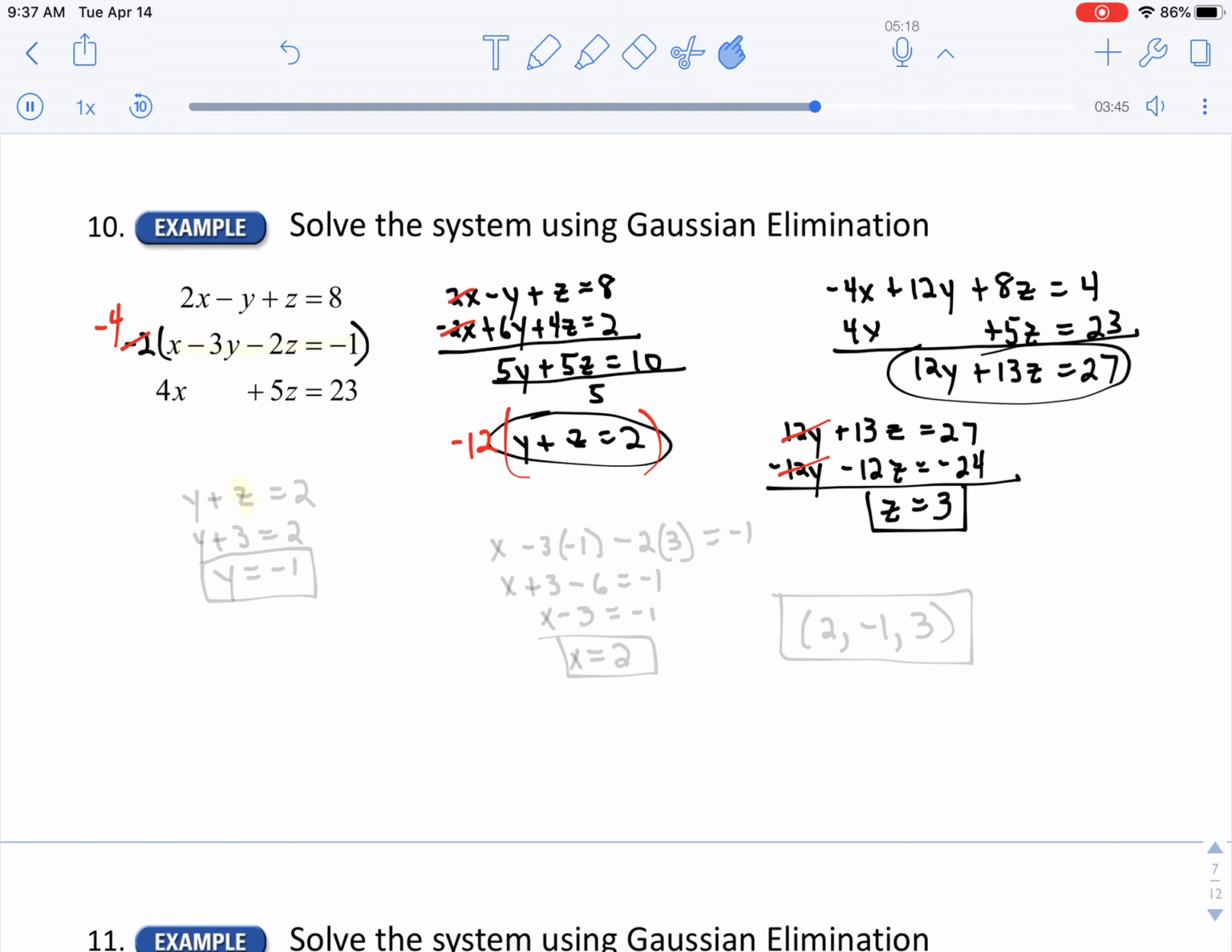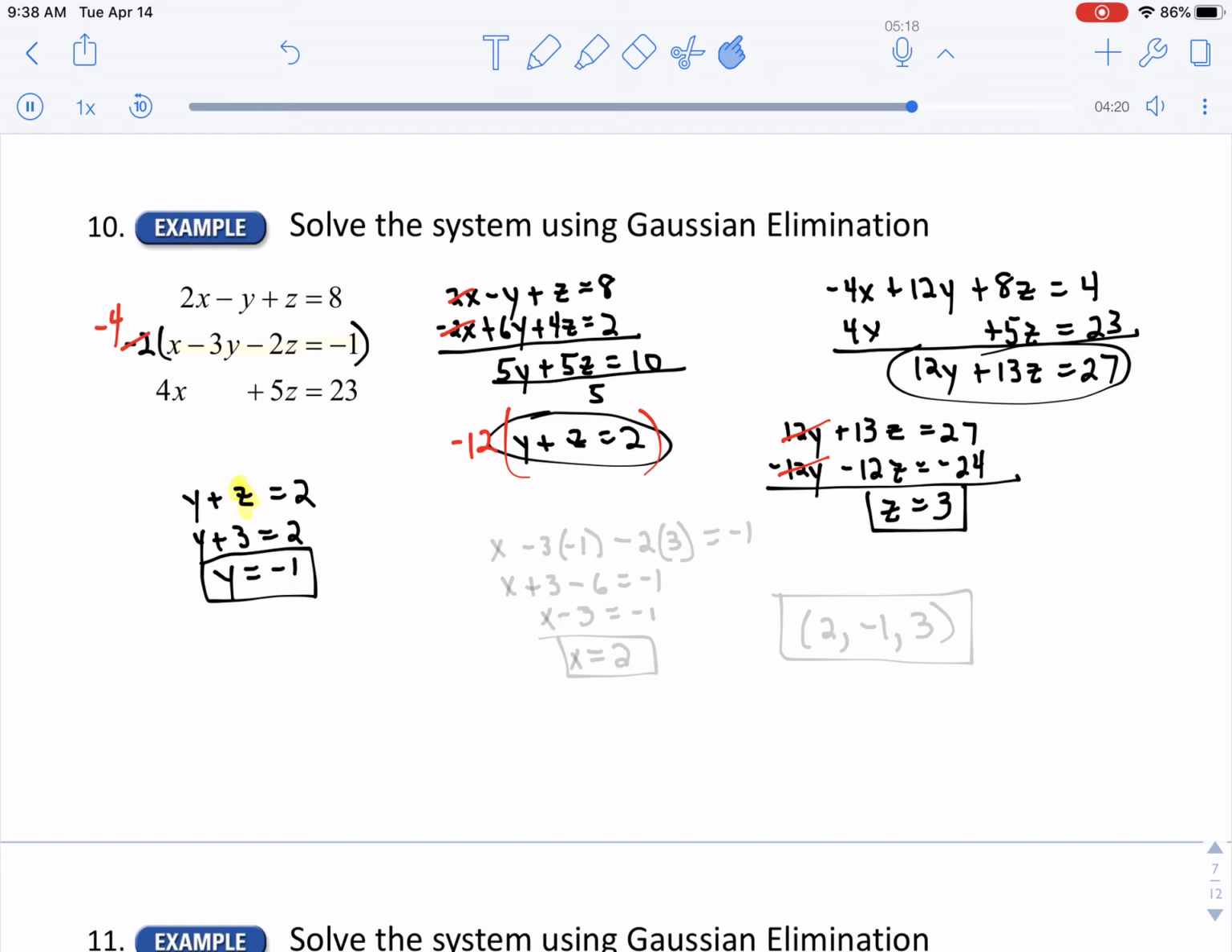Step 4, start back substituting. I'm going to take the y plus z equals 2 and substitute in z, which I now know is 3. So I get y plus 3 equals 2. Subtract 3 from both sides, and I get y equals a negative 1. There's my y value.